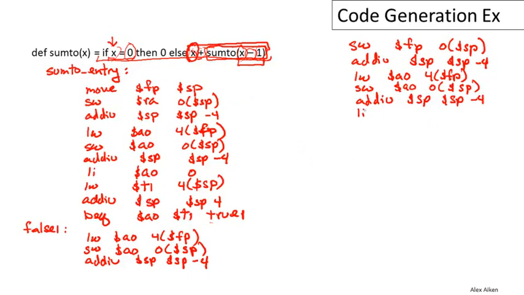All right, now we generate code for the second argument of the subtraction. Okay, and now we perform the subtraction. So we have to load the first argument back into a temporary register. We have to actually do the subtraction.